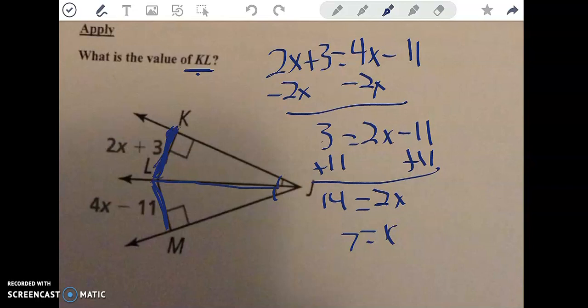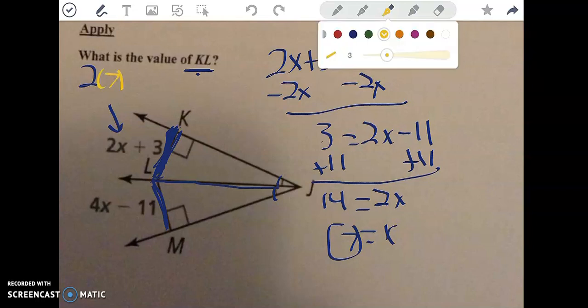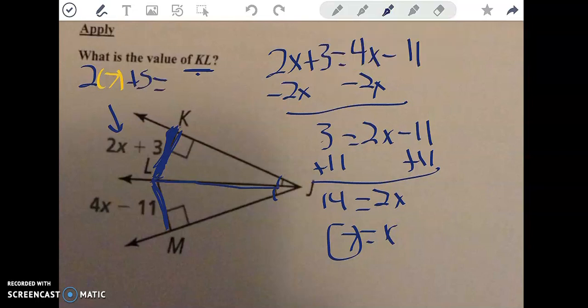So then we'll plug this in, take the 7 and substitute it here. So we have 2 times 7, which is 14, plus 3, which is equal to 17. So this equals 17, and because they're the same distance, equidistant from each other, that is also going to be 17.